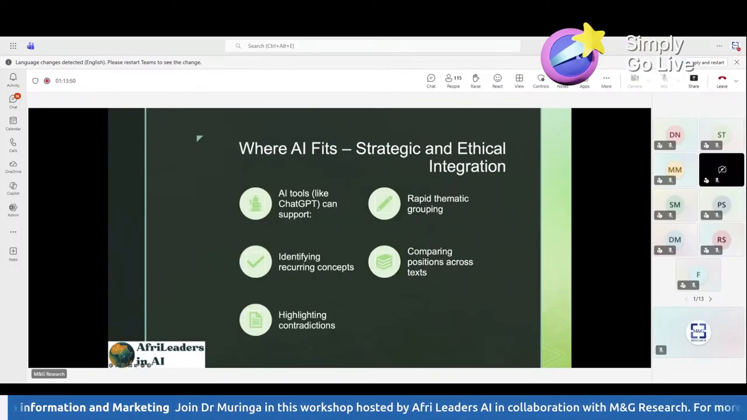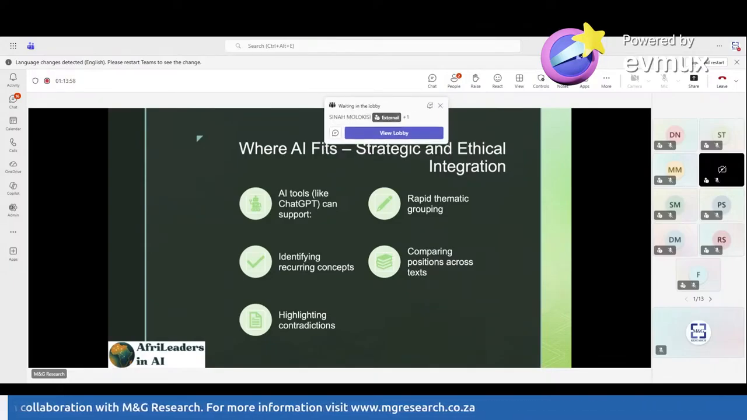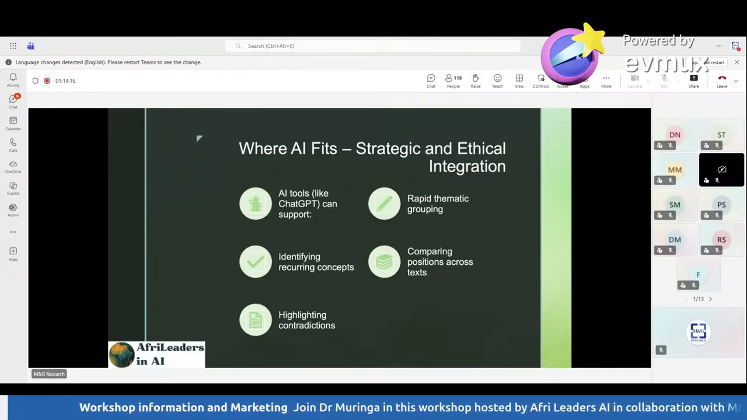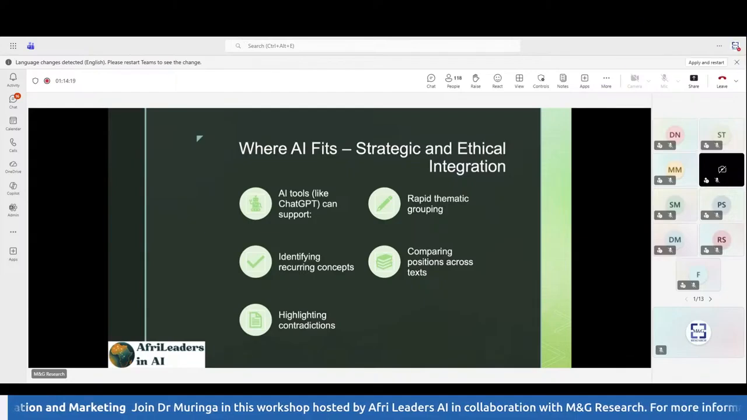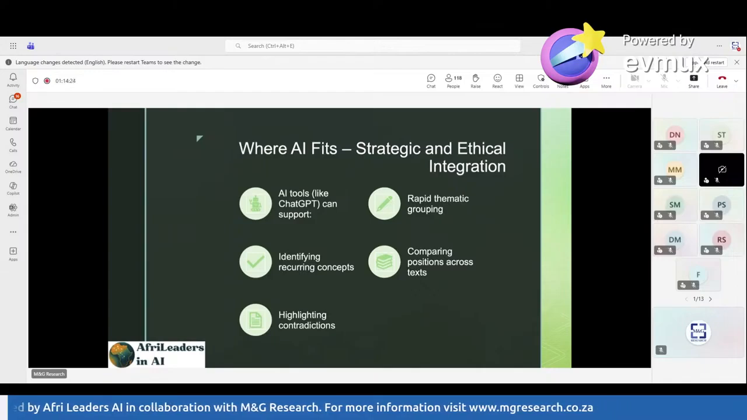Now the question is, where does AI fit in this whole matrix, right? And I thought it was very important for us to familiarize ourselves with what it means to synthesize literature before we jump into AI. Because if we jump into AI without the fundamentals or the basic understanding of what kind of literature review we're looking for, we'll be doing an injustice to ourselves. So where does AI fit into this whole synthesizing?